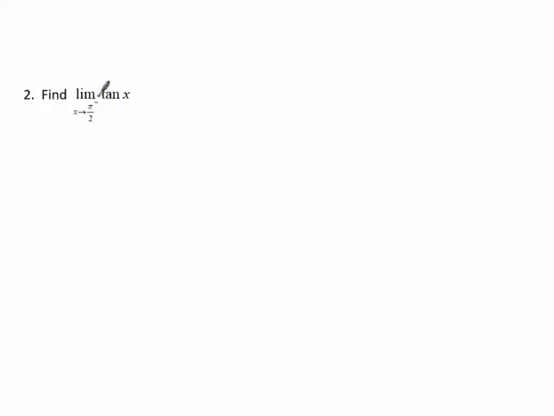Number 2, find the limit as x approaches pi over 2 from the left of tangent of x. Now this one might be tricky unless you're very familiar with the tangent function. Often when I have a function that I can write as other functions, especially when I can rewrite it as sine and cosine, it's a good idea to do that. So I'm going to rewrite this problem, the limit as x approaches pi over 2 from the left of sine of x over cosine of x.